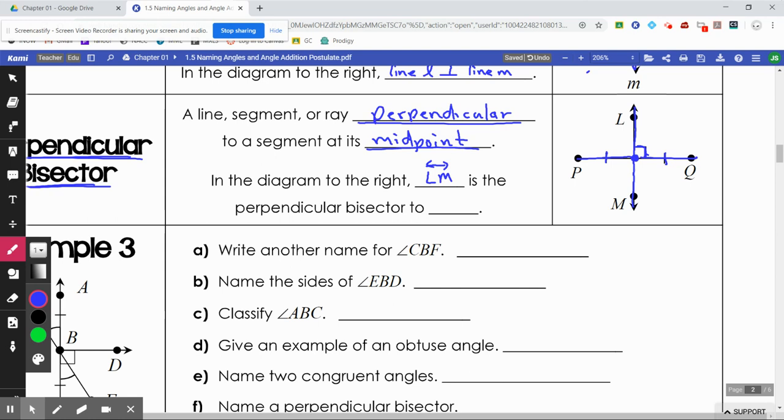What does it mean to cut through the middle? That means it bisects it. So not only is it perpendicular, but it also bisects PQ. So therefore, LM is the perpendicular bisector to PQ. And PQ is a line segment.